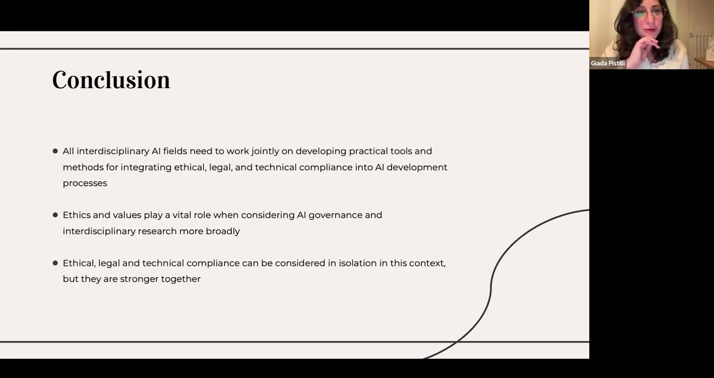I also see that we're almost at time, so I would say, to end here, that I'm convinced that all interdisciplinary AI fields need to work jointly on developing practical tools, but also methods, for integrating ethical, legal, and technical compliance, and maybe more, into AI development processes, but also deployment. I hope I showed you today that ethics and values play a vital role when considering AI governance, and interdisciplinary research more broadly, because I believe it can be the bridge for all of us to discuss this kind of issue.